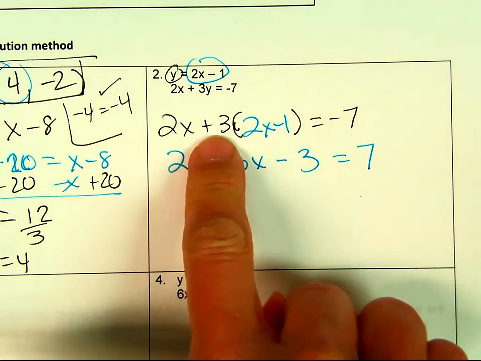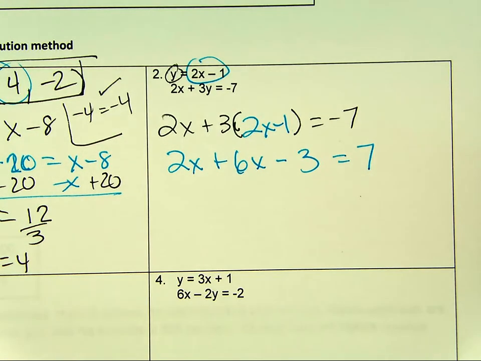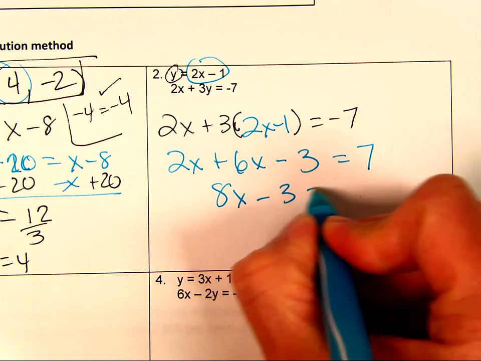Again, you're distributing the 3. 3 times 2x is 6x. 3 times negative 1 is negative 3. And now I solve that new equation. So I get 8x minus 3 equals negative 7.